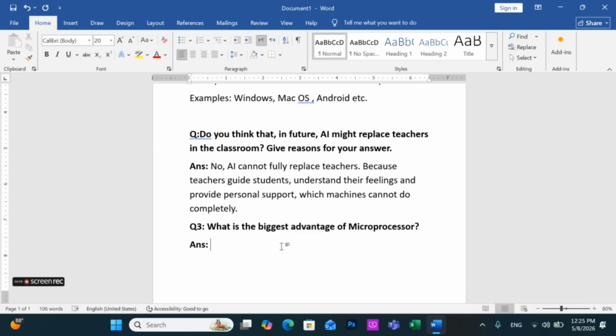What is the biggest advantage of using the microprocessor? सबसे बड़ा advantage क्या है microprocessor को use करने का? You have to tell me.